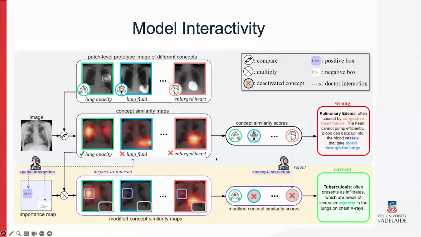But as a radiologist, we can look at the image again. Those two concepts of lung fluid and enlarged heart are wrongly predicted, because the heart is normally sized here and there's no fluid at the bottom of the lung. So the doctor can choose to intervene or interact with this model, because he sees the explanation of the model is wrong, and he can choose to interact spatially or conceptually.